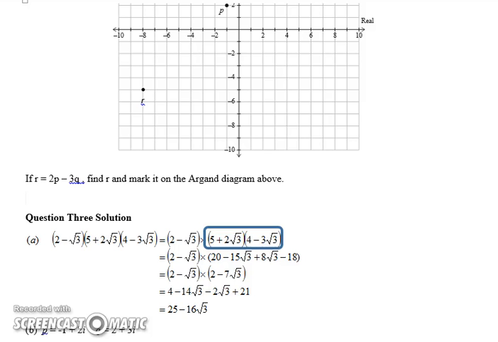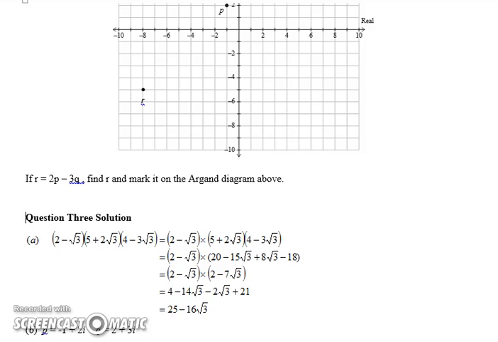The second pair of brackets expands to 20, take away 15 square root 3 plus 8 square root 3, and it's minus 18. 2 times square root 3 and square root 3, 2 times 9. We simplify that by collecting the terms and then multiply the 2 brackets and get left with 25 and 16 square root 3.